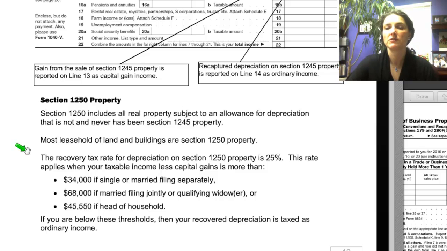of Section 1250 property. This maximum rate of 25% applies when your taxable income less capital gains is more than $34,000 if single or married filing separately, $68,000 if you are married filing jointly or a qualifying widow, or $45,550 if you are head of household. If you are below these thresholds, then your recovered depreciation is taxed as ordinary income.